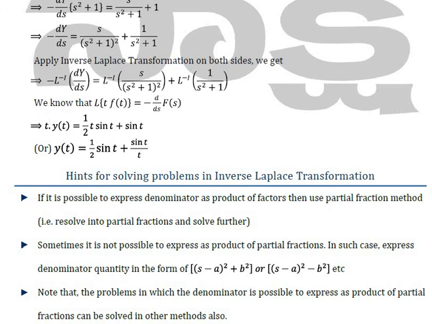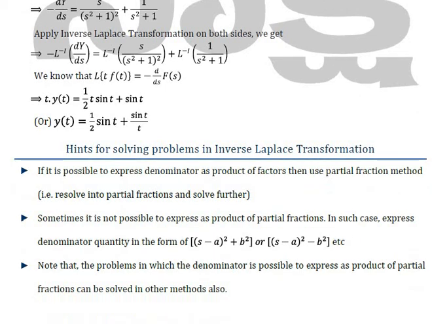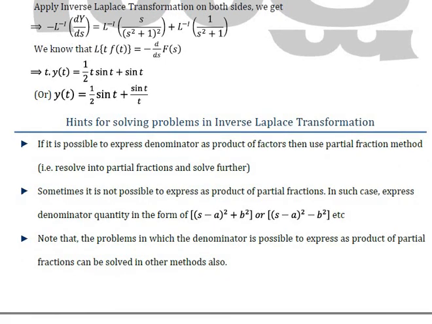Okay, so what are the hints for solving problems in inverse Laplace form? The first hint is, if it is possible to express the denominator as a product of factors, then we can easily use the partial fraction method to find the inverse Laplace. Sometimes it is not possible to express it as a product of factors. In such a case, express the denominator in the form (s minus a) whole square plus b square or (s minus a) whole square minus b square. One more thing to keep in mind is that a problem in which the denominator can be expressed as a product of factors can be solved by another method also.